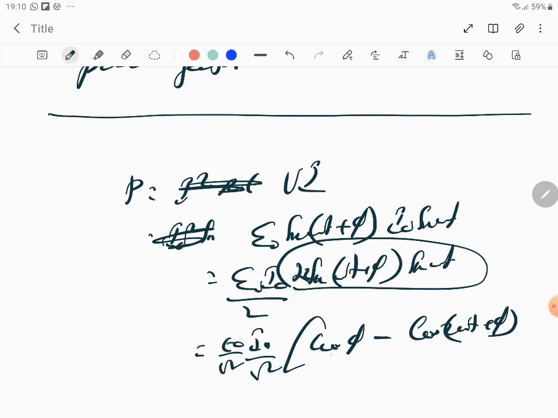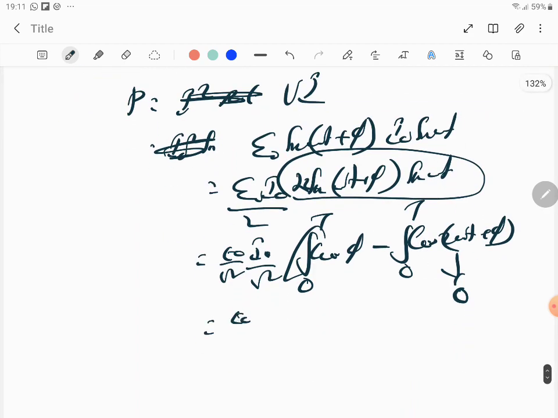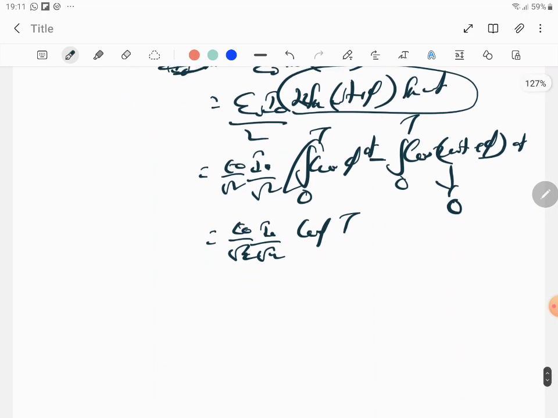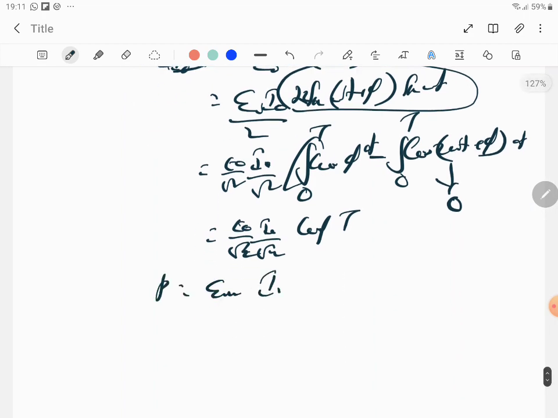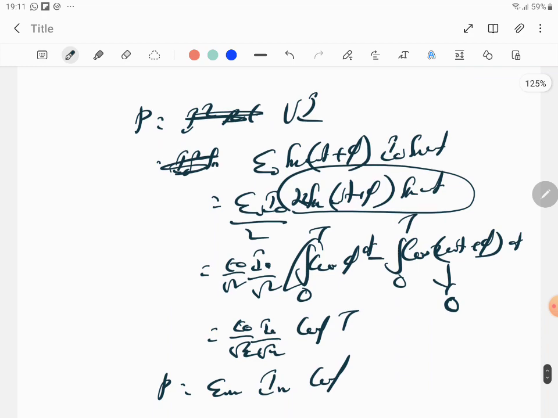Okay, so this is what you get, and you need to integrate this over the entire cycle, for the entire time period, capital T. This term is going to become 0. And E naught by root 2 into I naught by root 2 into cos phi is a constant, so with dt it will become just T. So you know, this is P is equal to ERMS into IRMS into cos phi.